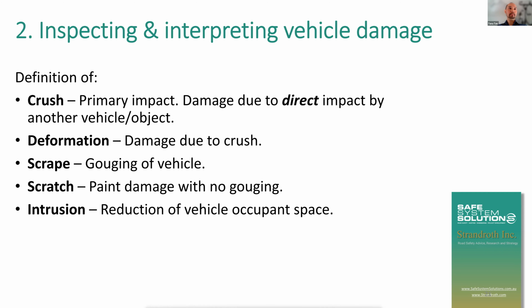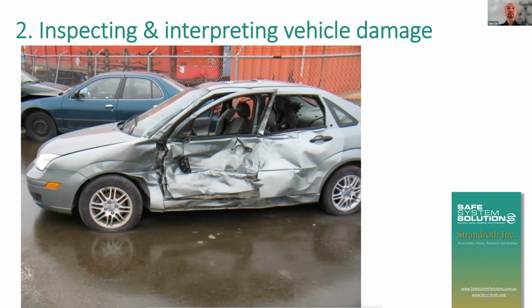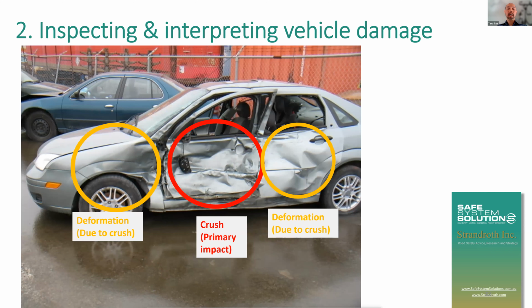And this is the image from before. Over here, circled in red, is crush. This is where the other vehicle impacted this vehicle. As a result of this crush, a few other panels of the vehicle have sustained deformation. It's highlighted in yellow there.